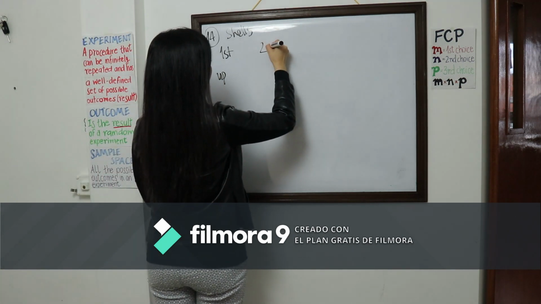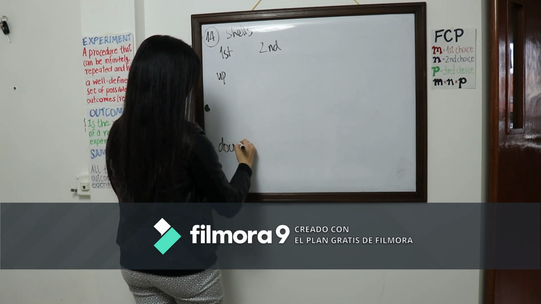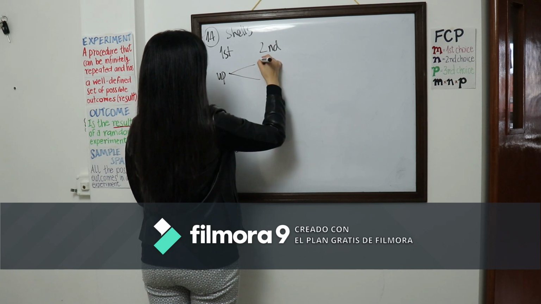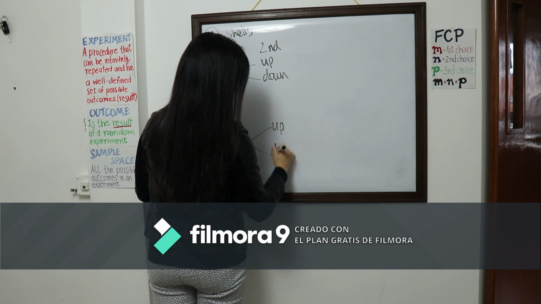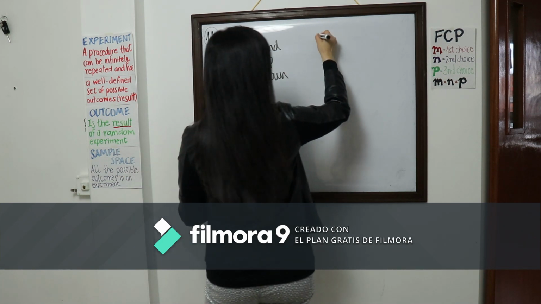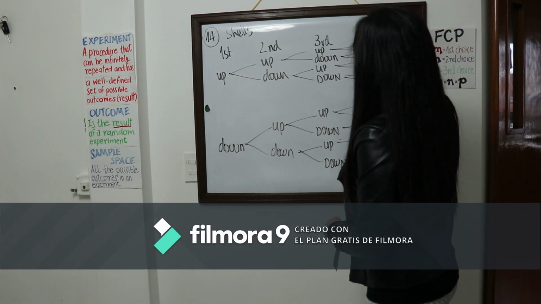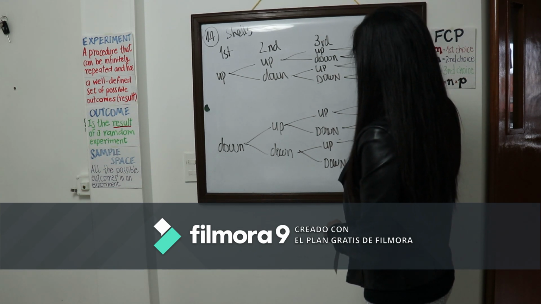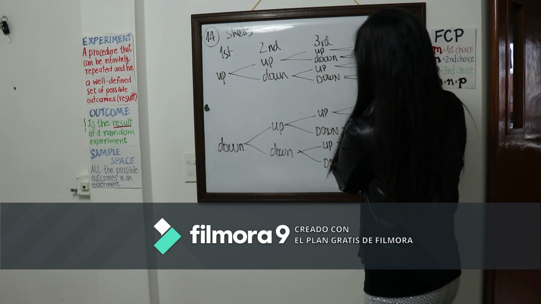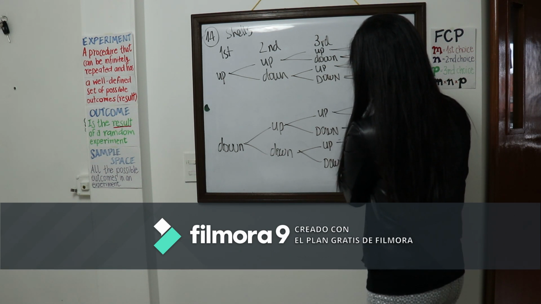Let's go with the second one. Here, I'm going to put this one a little bit farther down. And so here's going to be up and down. And the same here. Then the third. That's a lot of work, isn't it? Yeah, it is a lot of work. How can I save a little bit of time? Yes. You have to use the fundamental counting principle. And I'll show you how. Down, up and down, up and down.